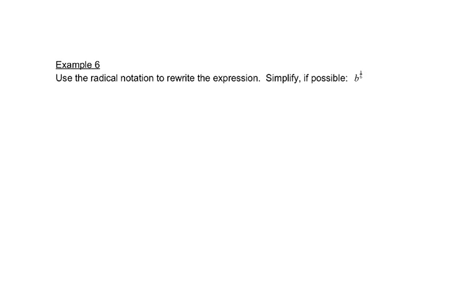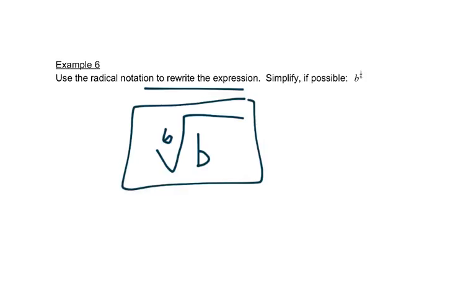So this wants us to write it as a radical. This is b to the 1/6. So the top tells us it's b to the first, and the 6 on the bottom tells us it's a 6th root. Now we don't need to write that first power right there. So this is my answer.